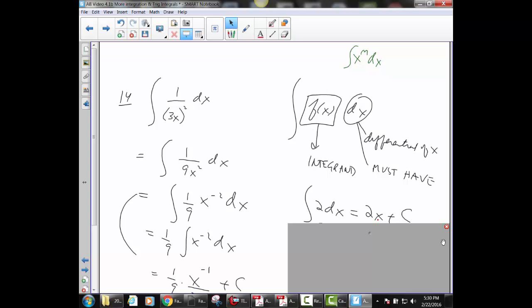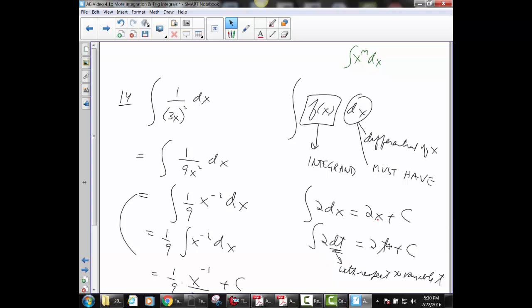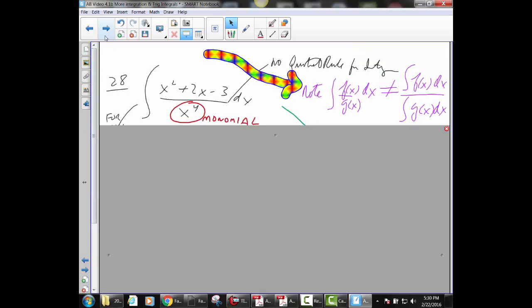Okay. It's just reminding you again, this is called the integrand. This is called the differential of x. You've got to have that there, because remember, the integral of 2 dx is 2x plus c, but the integral of 2 dt is 2t plus c.